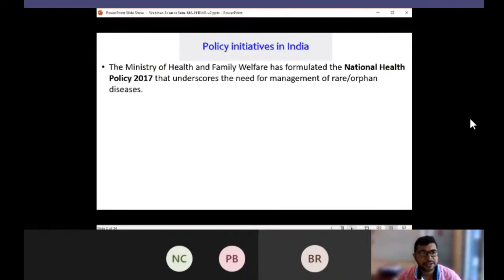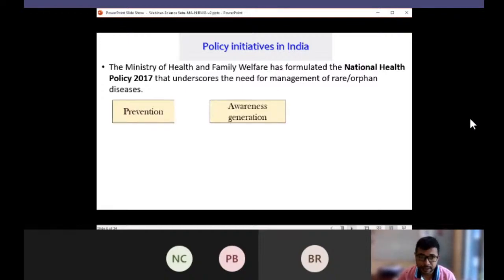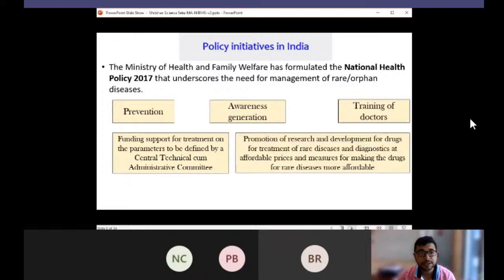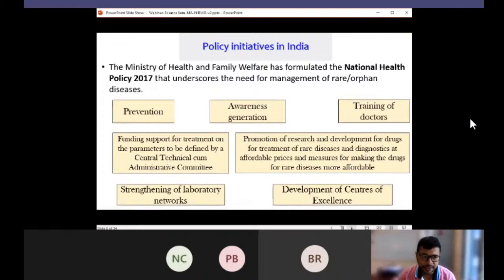As you can see here, the Ministry of Health and Family Welfare has formulated the National Health Policy 2017 that underscores the need for management of rare and orphan diseases. First comes prevention, awareness generation, training of doctors, funding support, that's most important, for treatment on the parameters to be defined by a central technical administrative committee, promotion of research and development for drugs for treatment of rare diseases and diagnostics at affordable prices, and measures for making the drugs for rare diseases more affordable. Finally, the strengthening of laboratory networks and development of centers of excellence. So you see that these are the policy initiatives.